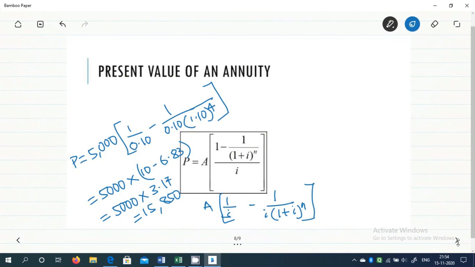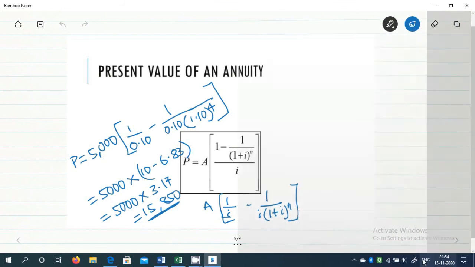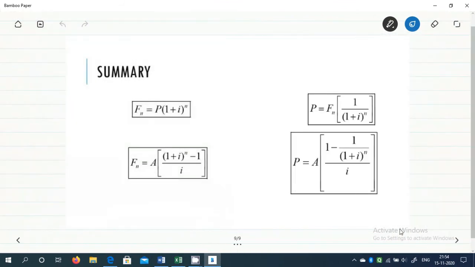The present value of the annuity becomes 15,850, where a person receives an annuity of 5,000 for 4 years, with n as 4 years and the rate of interest 10%. Actually we are investing 5,000 for 4 years, that is 20,000, but the present value of the annuity, if we find it out, becomes 15,850.